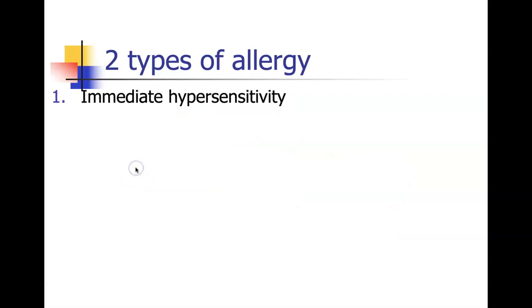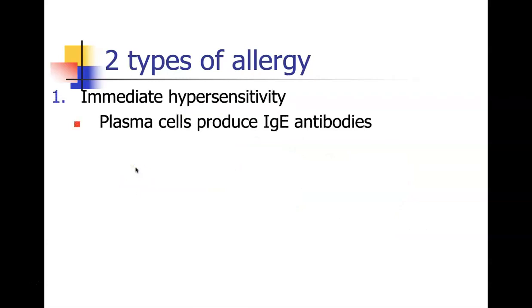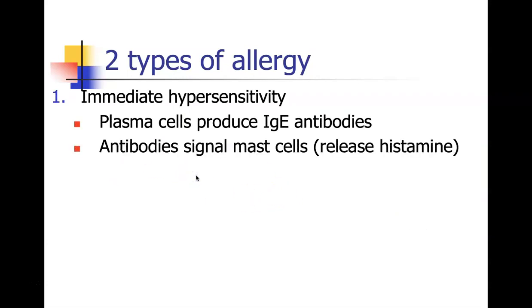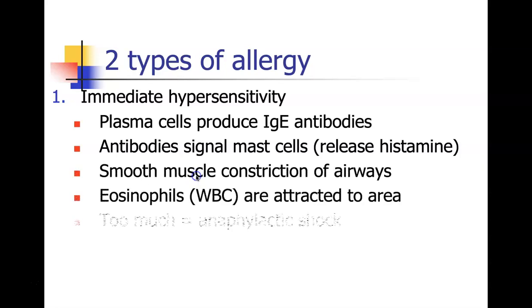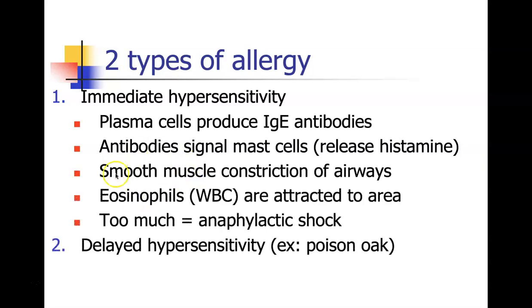Okay. So we see this happening with immediate hypersensitivity, where the plasma cells produce IgE antibodies. And we get eventually smooth muscle contraction of airways, eosinophils attract to the area, and potentially anaphylactic shock. That's why it can be really dangerous for allergies in some people.